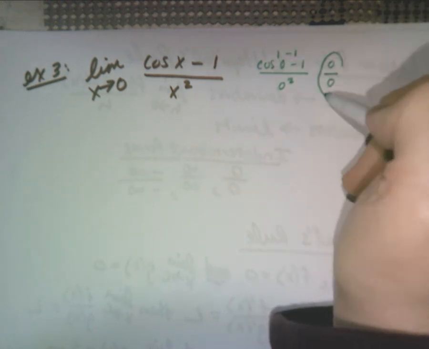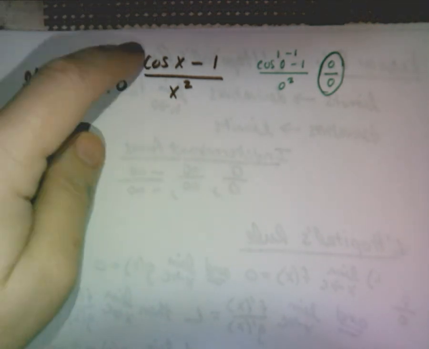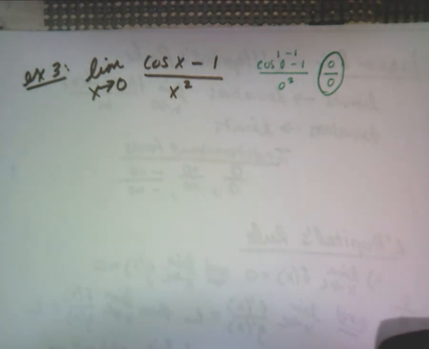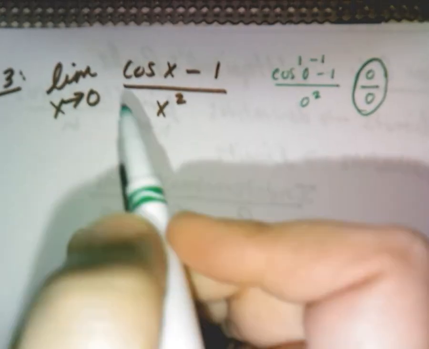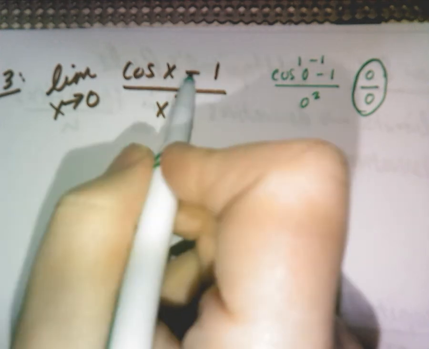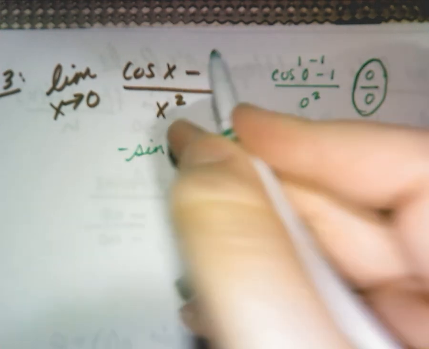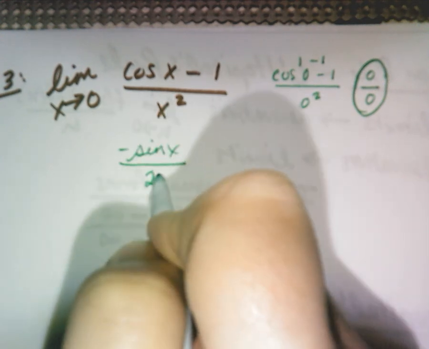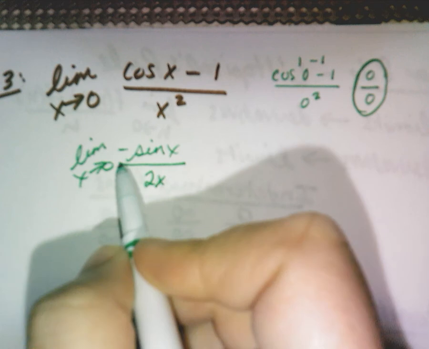So you're like, hey, if I got 0 over 0, might as well just apply L'Hopital. L'Hopital says you take the derivative on top, not the quotient rule, derivative on top, derivative on bottom. What is the derivative of the top? What's the derivative of cosine x? Negative sine x. And the derivative of minus 1 is just 0, right? What's the derivative of x squared? 2x. Okay, so now that we've applied L'Hopital's rule, let's plug in 0.